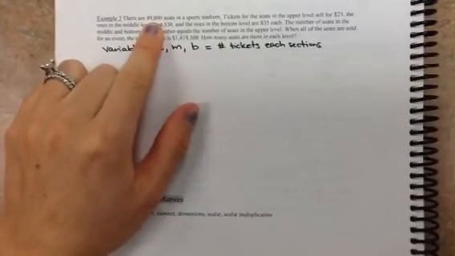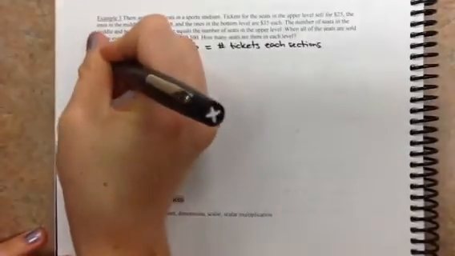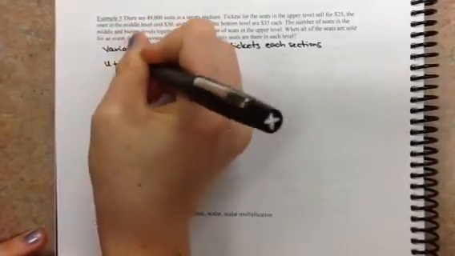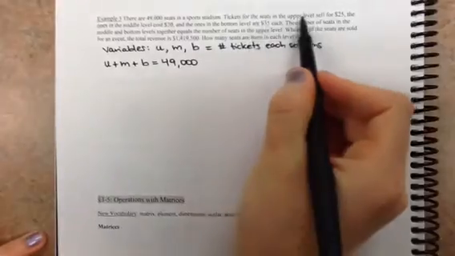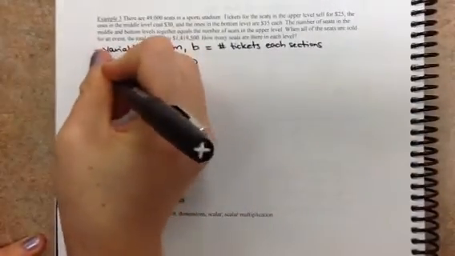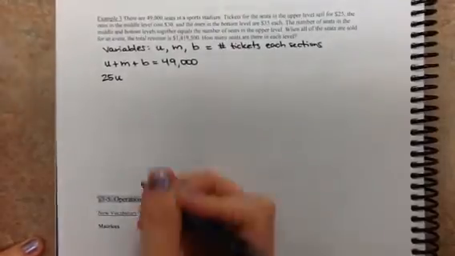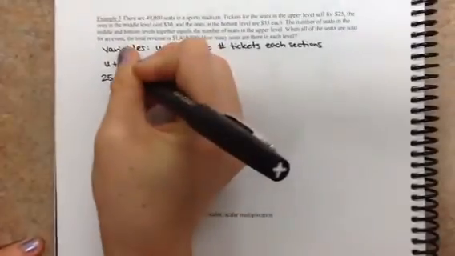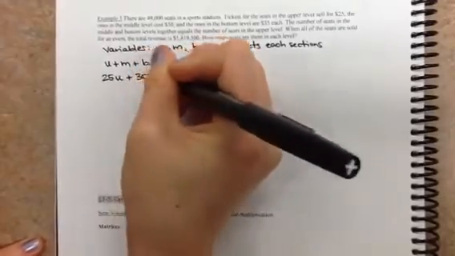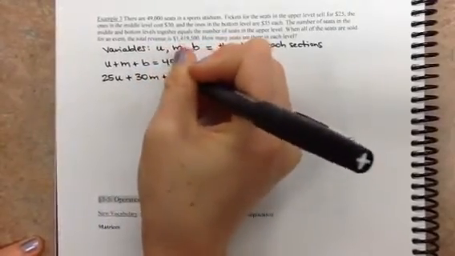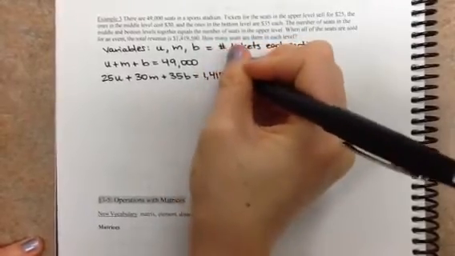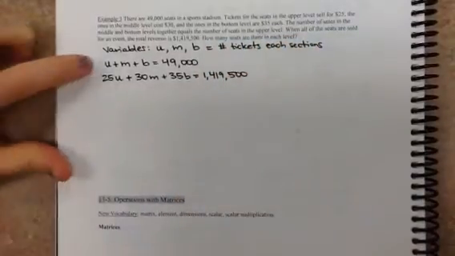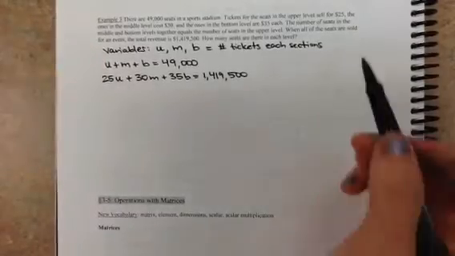So there are 49,000 seats in a sports stadium. So that means seats in the upper plus seats in the middle plus seats in the bottom section end up being a total of 49,000. Tickets for the seats. Okay, so upper sell for 25. So the revenue will be 25 times each upper ticket plus 30 times each middle ticket plus 35 for each bottom ticket. And then a couple rows down here, we end up with the revenue, and that is 1,419,500.